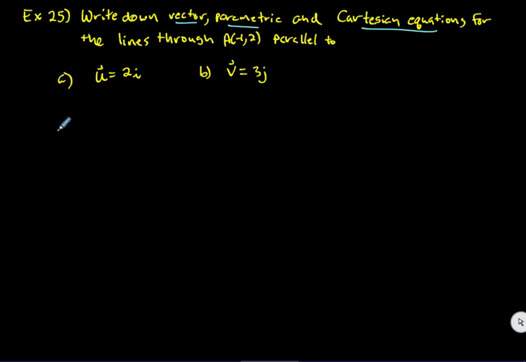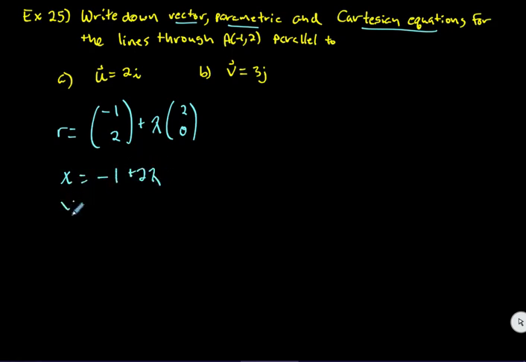But we'll write the vector equation, right? It has to go through this point, so that's (-1, 2). Then it's going to be lambda times the vector, which would be 2 in the x direction, but 0 in the y, so this would be (2, 0). So that's my vector equation. My parametric would be x is equal to negative 1 plus 2 lambda, and my y would be 2 plus 0, right? These would be the parametric equations.